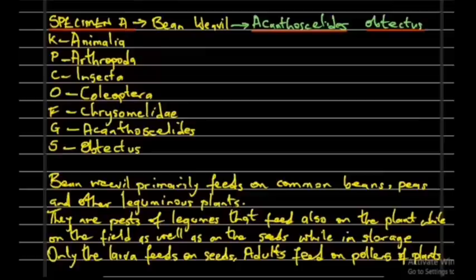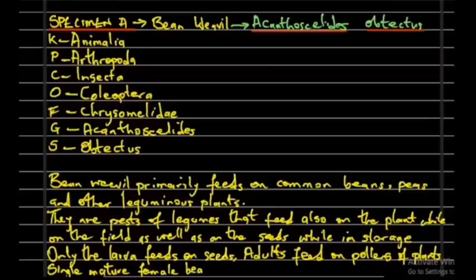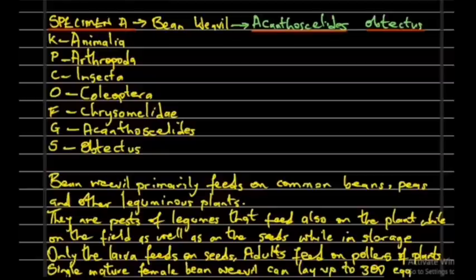Now, a single mature female bean weevil can actually lay up to 300 eggs per time. It can lay up to 300 eggs.